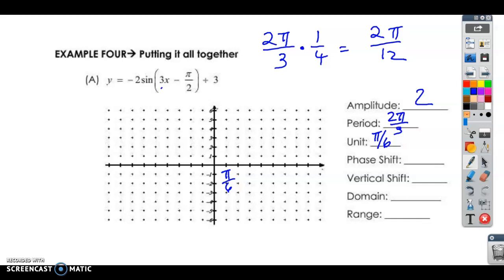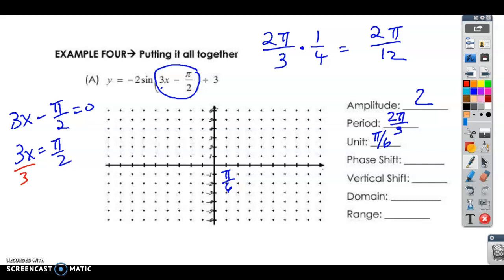Now, to find the phase shift, I have to take what's inside of the parentheses and set it equal to 0. Now, these are a little bit trickier because you've got a number in front of x, but most of you guys could probably do this in your head. So you say 3x equals pi over 2. Now, be careful. You're dividing both sides by 3. When you divide this side by 3, no problem. When you divide this side by 3, you're multiplying by 1/3. So x equals pi over 6. That's your phase shift, and it's positive. You always need to include a sign with your phase shift.